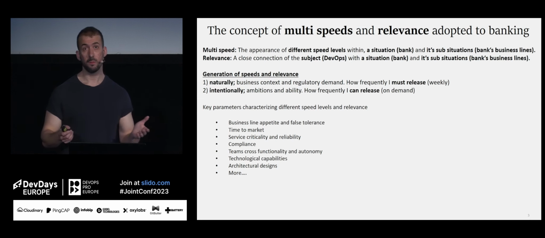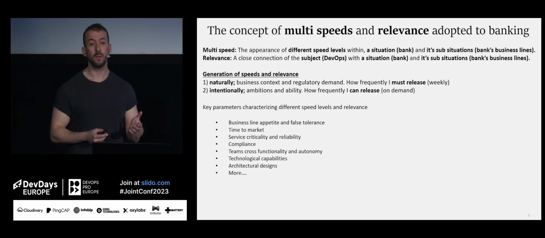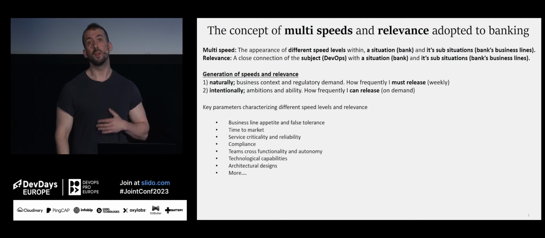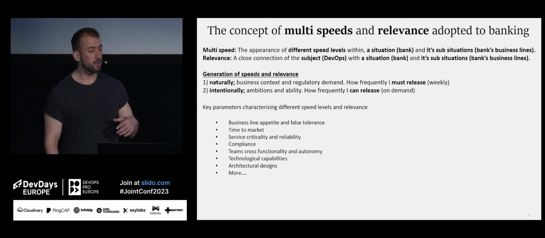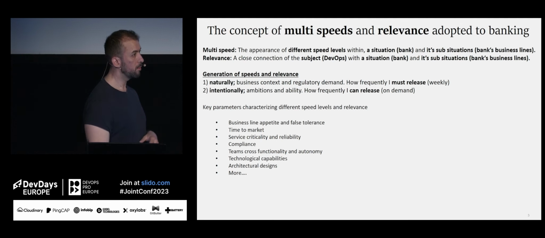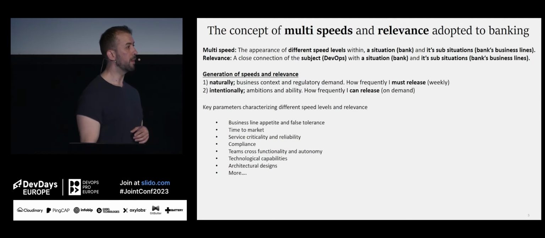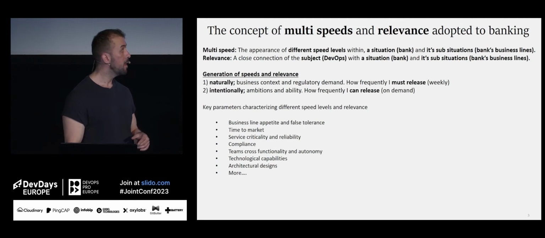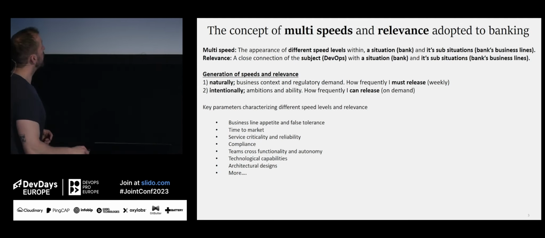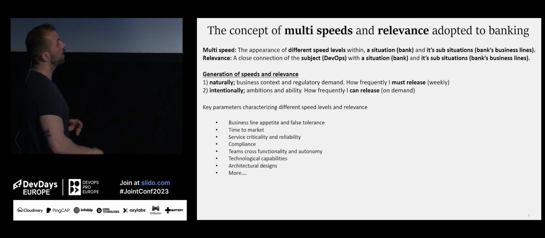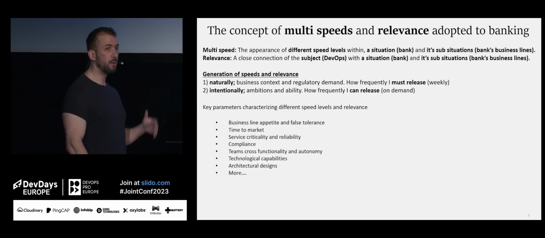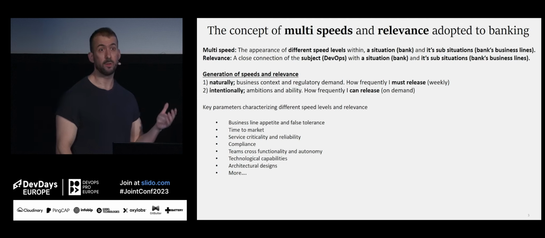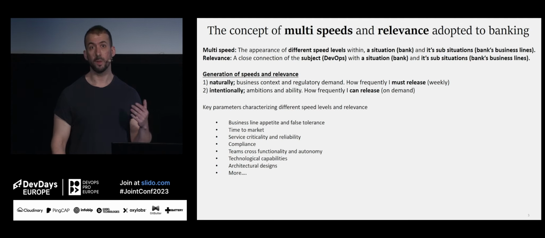So speeds and relevance can be created in two ways. One is natural. So basically, what is your business domain and what is the regulatory demand? That, for instance, can tell you that you must release weekly. Or it can be constructed based on intentions, which is actually ambitions and ability. So you have great people, they're very ambitious, they want to release on demand. Several parameters define speed and relevance, and I have them in here. Time to market requirements, service reliability requirements, compliance, your technological stack, your architecture, and so on.